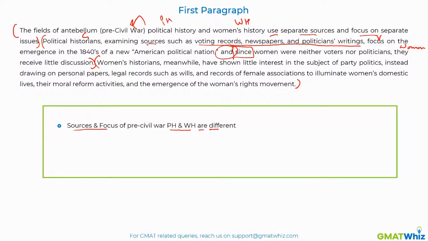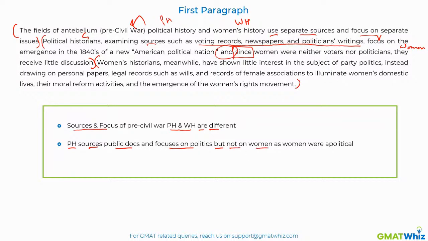Now, I sum that up. Political historians source public docs. They focus on politics. They don't focus on women. Okay, so that's my summary crux. Again, you don't have to write this bigger sentence. PH source public docs, focus on politics, but not on women. That's it. Only these few words if you're writing. Otherwise, if you're making a mental note, which is how you should, only this much.